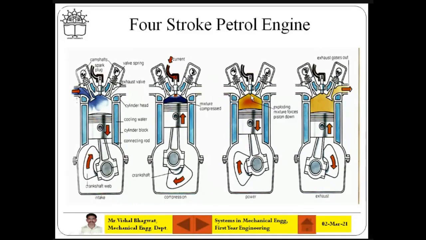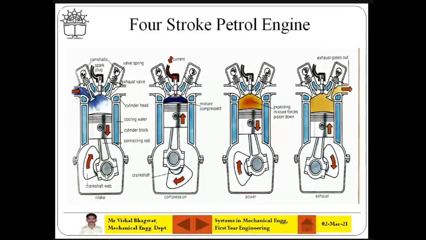Both the valves are closed in the second stroke, the compression stroke, and in the power stroke. In the fourth stroke, when the piston again moves from BDC to TDC, the exhaust valve is kept open and all the burned gases will be sent out. That is nothing but a complete cycle.